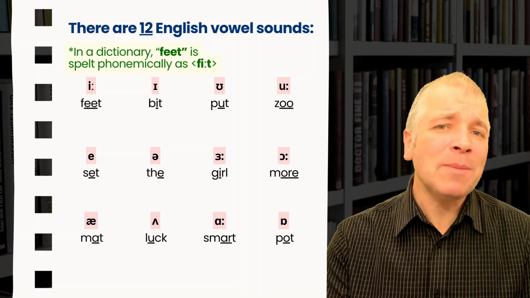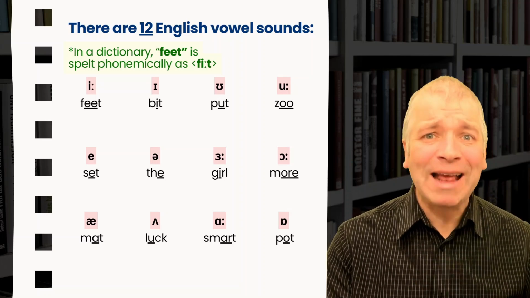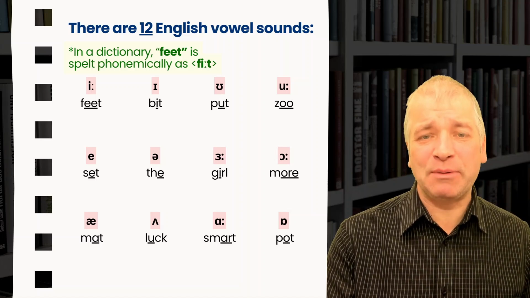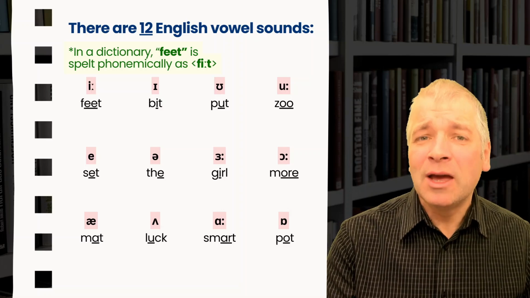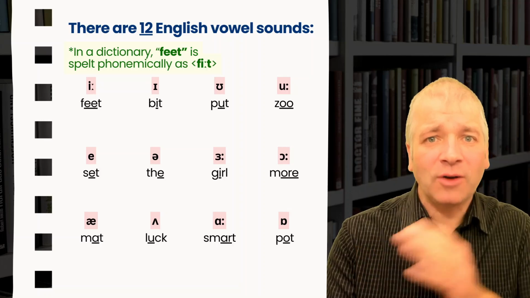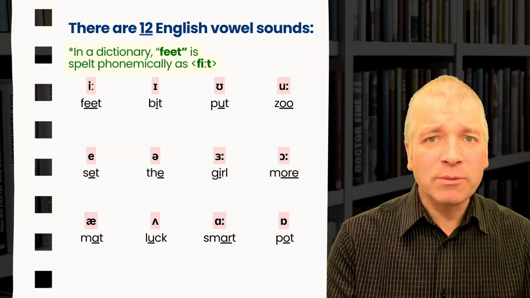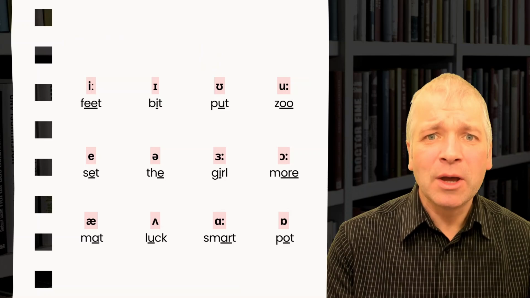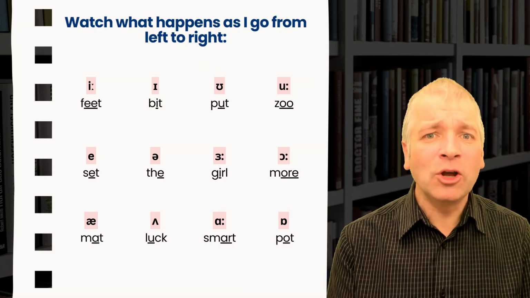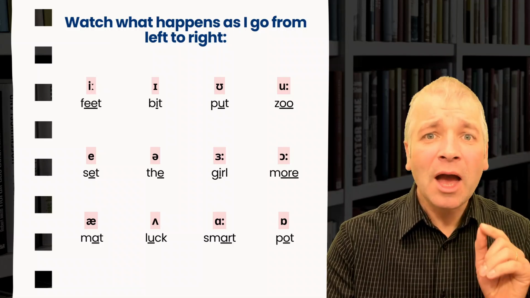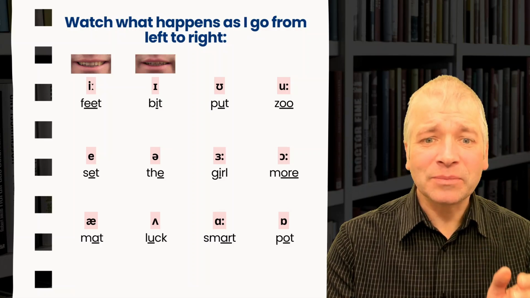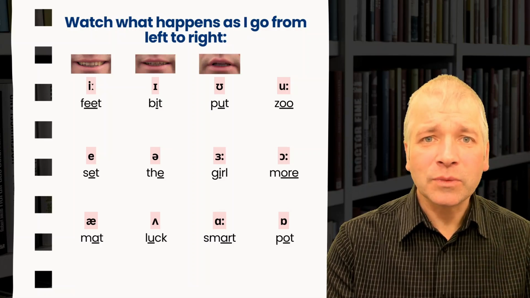So how can we make sure that we pronounce these sounds correctly? Well, if you were watching very closely as I said these sounds, you would have noticed something I was doing with my mouth that formed a pattern as I went across the chart and down the chart. We're going to look at this now in more detail. So first of all, watch what happens as I go from left to right with the top row. Feet, bit, put, zoo.